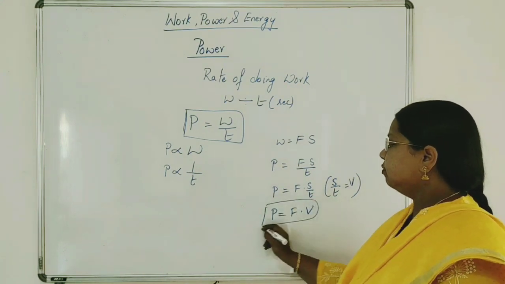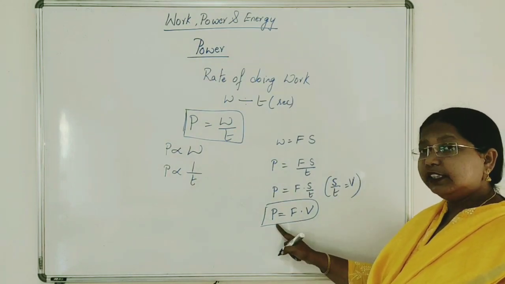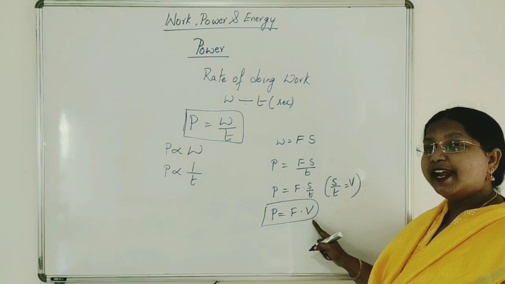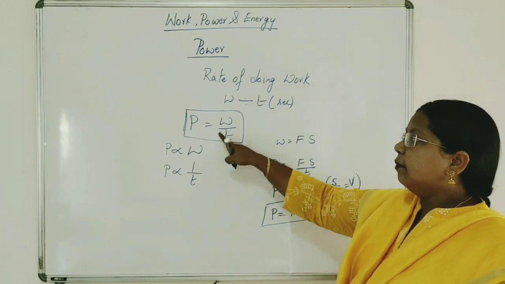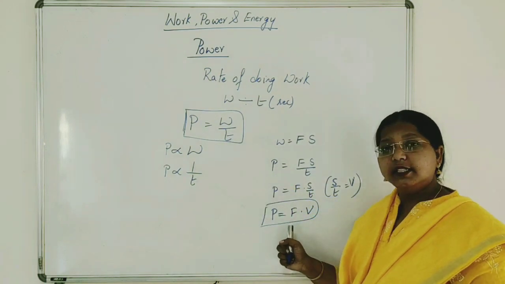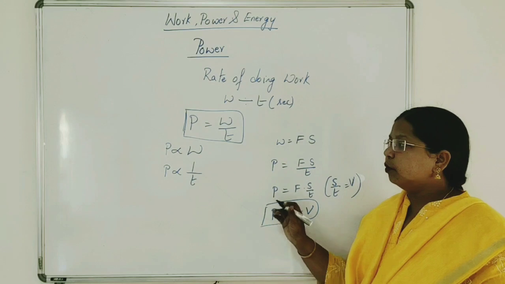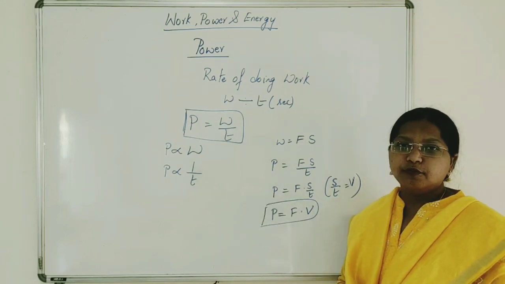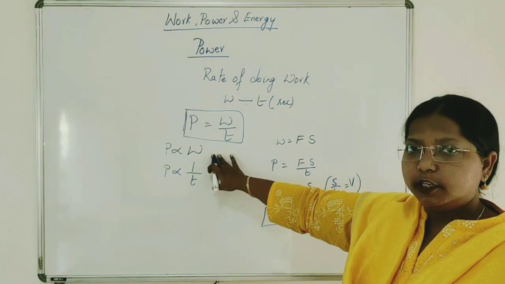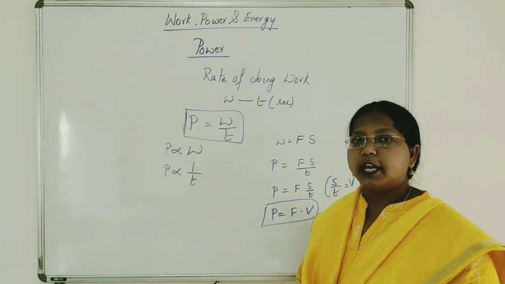So there is one more definition or one more formula for power. Power is the product of force and velocity. Here, power is the rate of doing work, or power is the product of force and velocity. So power depends on two factors. Power is directly proportional to work done and power is inversely proportional to the time t.